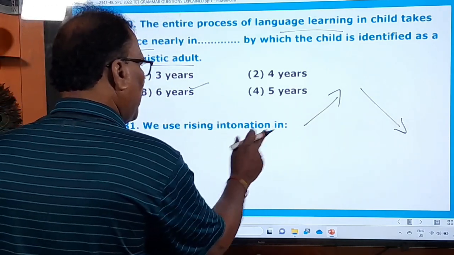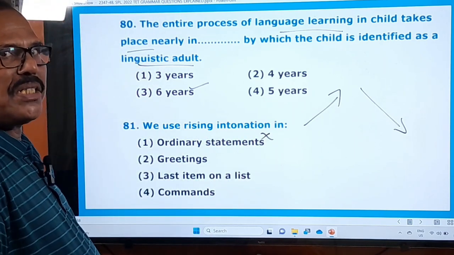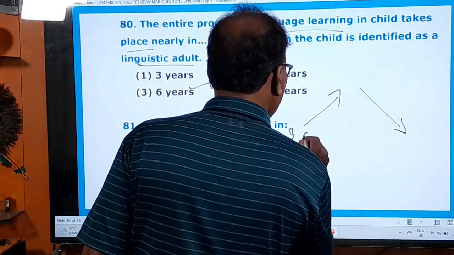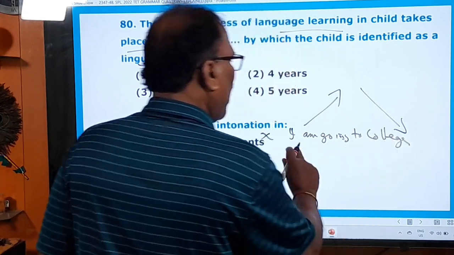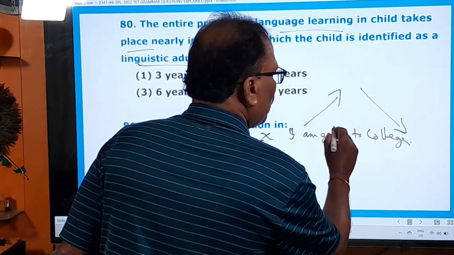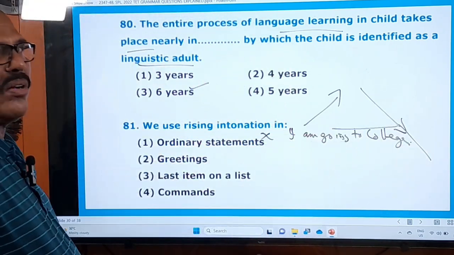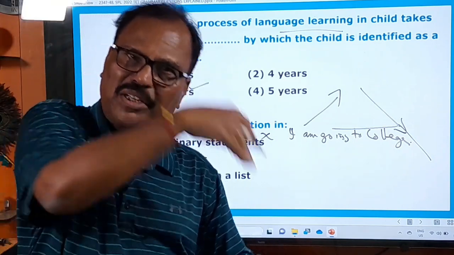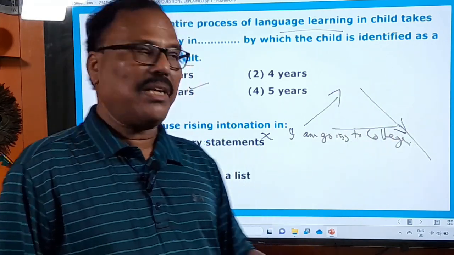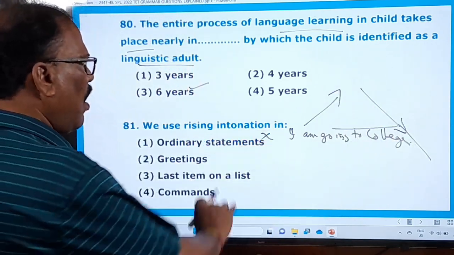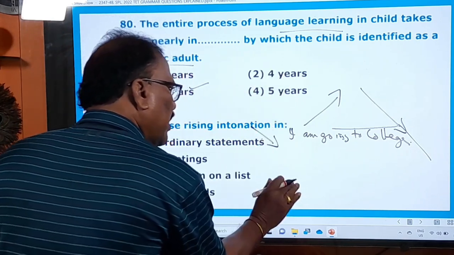We use rising intonation in what? Ordinary statements? No. In the ordinary statements, for example, I am going to college. So you are going like this and then coming down. Falling intonation is there on the ordinary statement. He is a doctor. You are falling down. She is a nurse. I am a retired lecturer. Something like that. I am going to college. So these ordinary statements take the falling intonation.